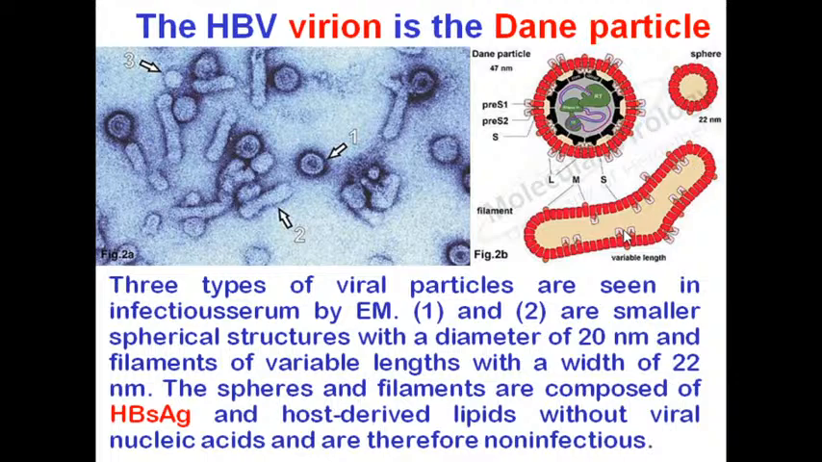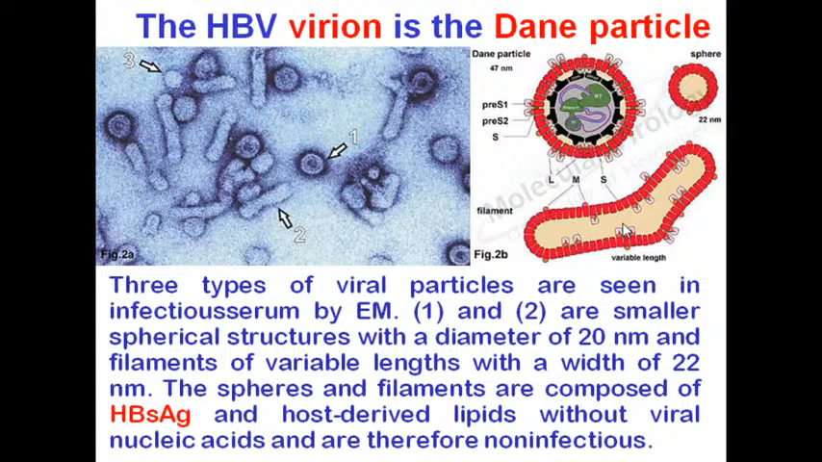And also we can see the filamentous particles. So see here, number 2. And there are also particles with 22 nanometer in diameter, but very long. They are also made up of the surface hepatitis B antigen and nothing else. So they are also empty. So these subviral particles, number 2 and number 3, are non-infectious. They are composed of just HBs antigen and lipids without viral nucleic acid.